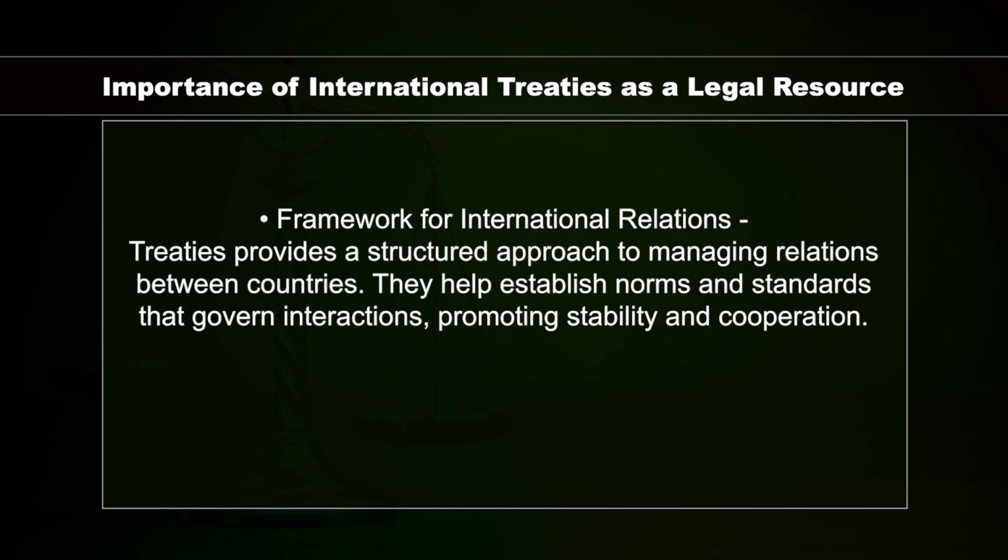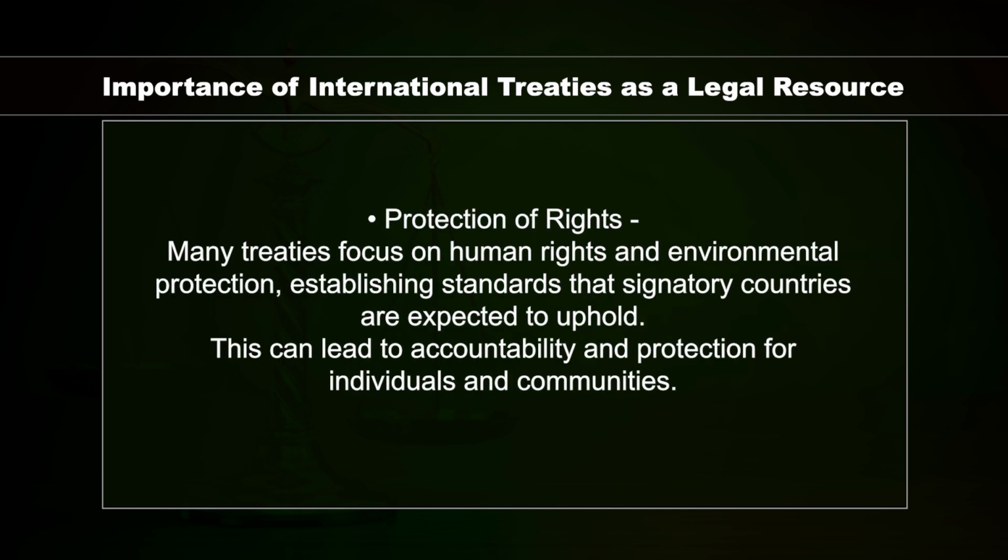Further, framework for international relations. Treaties provide a structured approach to managing relations between countries. They help establish norms and standards that govern interactions, promoting stability and cooperation. Further, protection of rights. Many treaties focus on human rights and environmental protection, establishing standards that signatory countries are expected to uphold. This can lead to accountability and protection for individuals and communities.